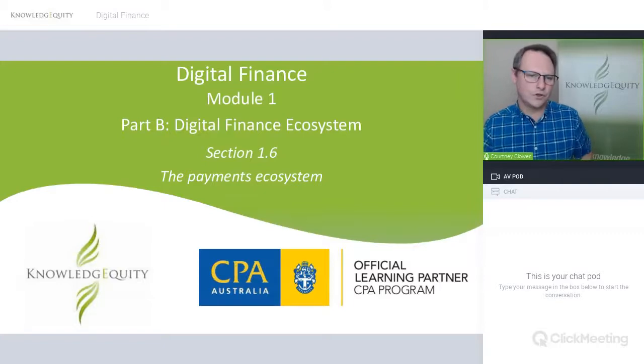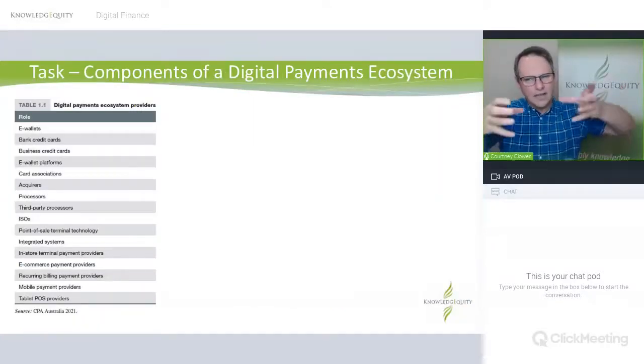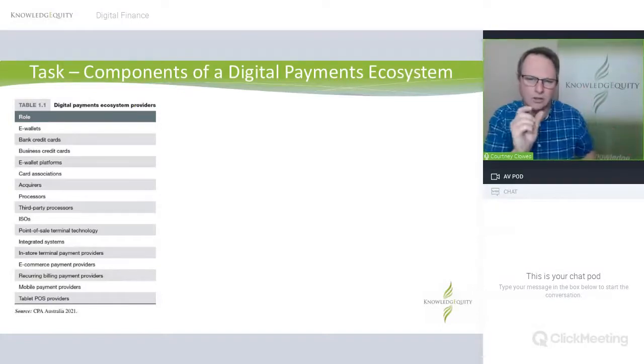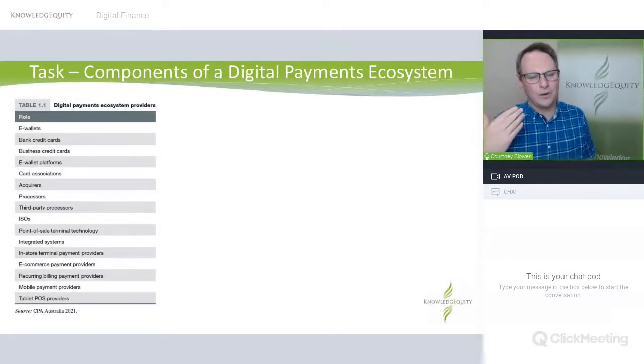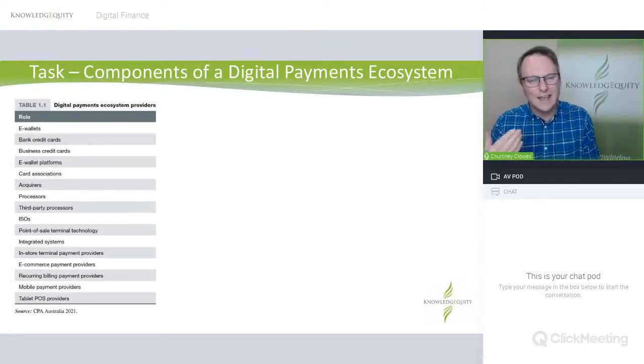Now, to conclude Module 1 Part B, Section 1.6 is very brief, and we're now diving even deeper into the ecosystem, looking only at digital payments. So I've got another task for you, and this is where I want you to not just read the table, skim and do nothing. I want you to look at this table without looking at the study guide and see how many providers you can list, fill in the gaps.